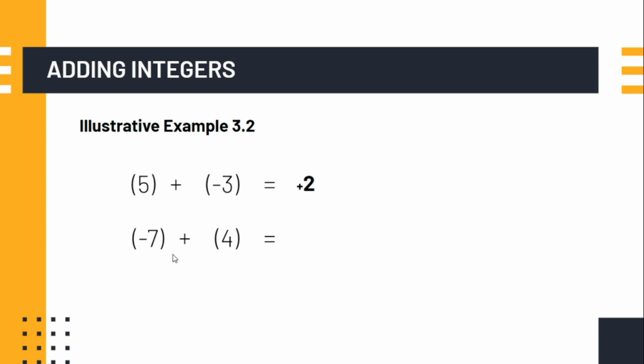O, sinong mas lamang sa kanila? Disregarding the sign. So, 7 o 4? Yung 7. Ilan ang lamang niya kay 4? 3, di ba? So, ano siya? Negative. So, copy negative sign. The answer is negative 3.